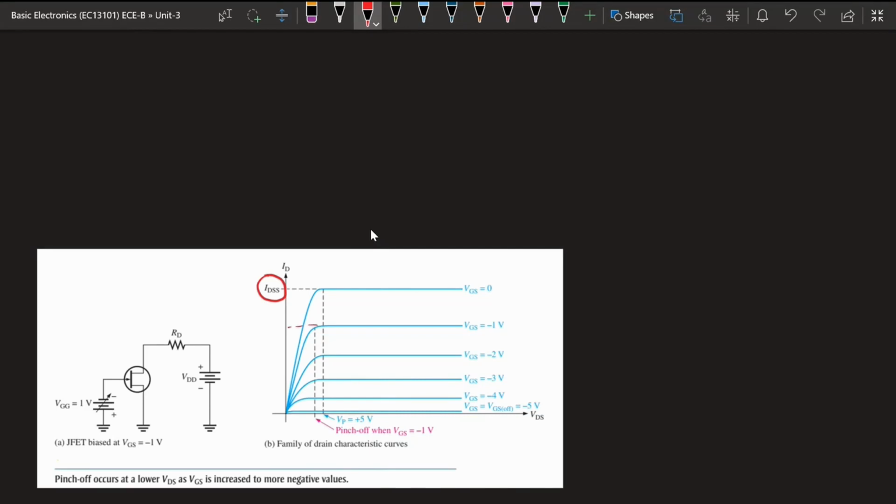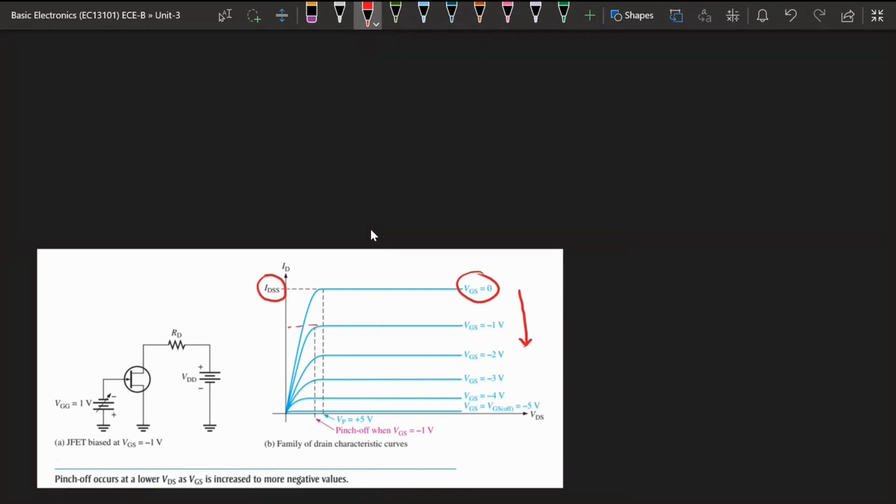This will not be IDSS, even though pinch off also takes place here. IDSS is the current when pinch off occurs with VGS equals 0. When VGS equals 0, the current flowing at pinch off is IDSS. As we increase VGS in the negative direction, like -1, -2, -3, -4, and so on, we get a reduction in the drain current. This reduction in drain current is because of the reduction in the channel width.